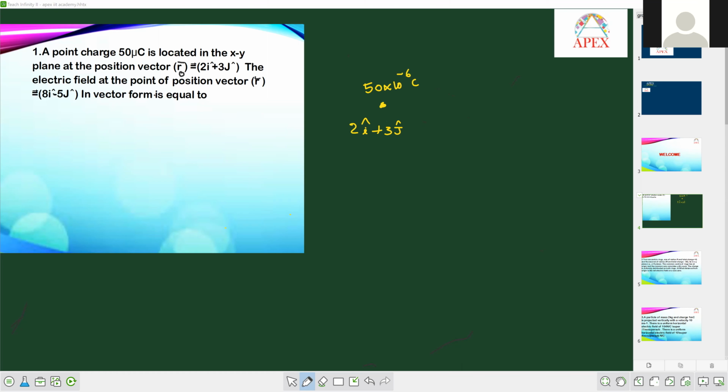And due to this, some electric field will be generated. And inside that electric field region, some other point was given. What is the point? 8 i cap minus 5 j cap. One point was taken. And the question is, due to this 50 microcoulomb charge, what is the electric field intensity at this point? That part you have to calculate here.